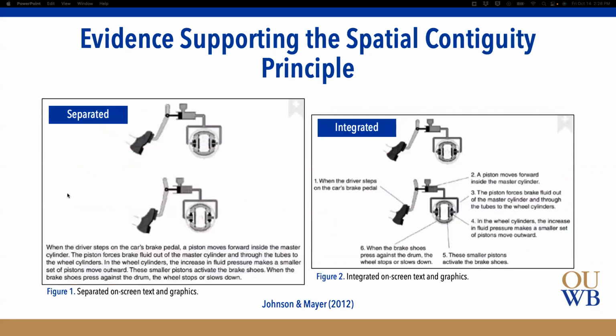Here's some good evidence that supports the use of the spatial contiguity principle. Johnson and Mayer did a lesson on how a car braking system works. They did the right thing in keeping with dual channels, in that in both circumstances they provided a pictorial model of what a car's braking system looks like, and they provided some text that was spoken and was on screen. The text on the left is exactly the same as what's on the right, but how it's laid out is a little different.